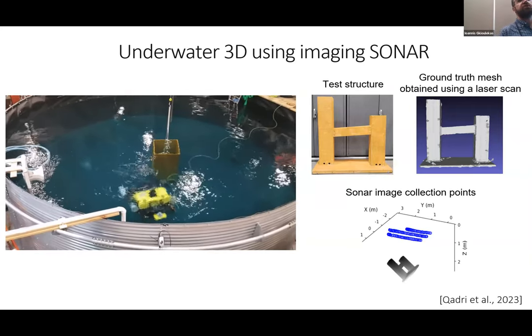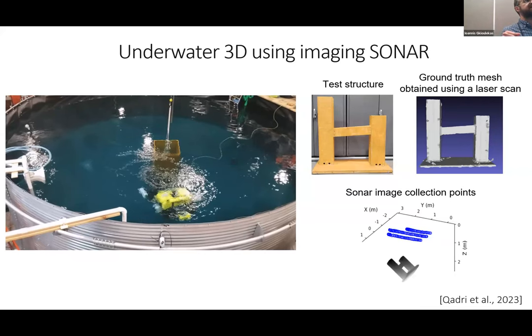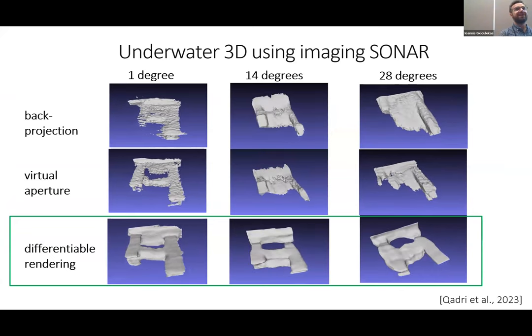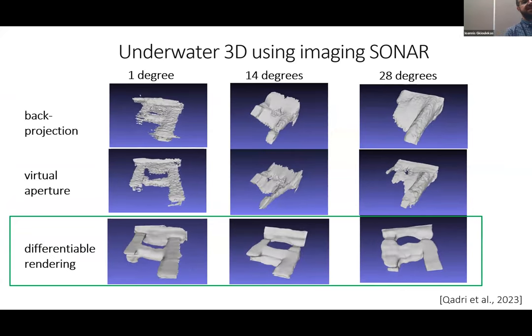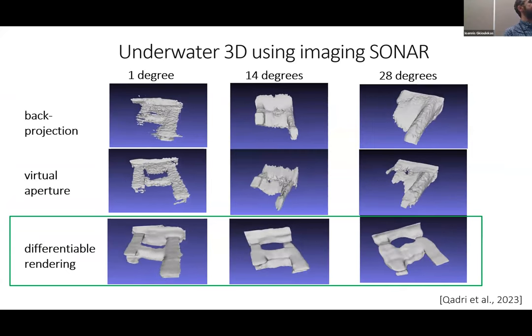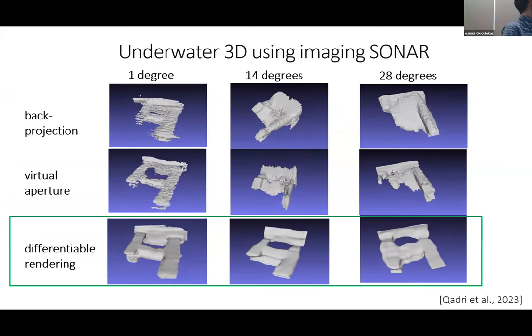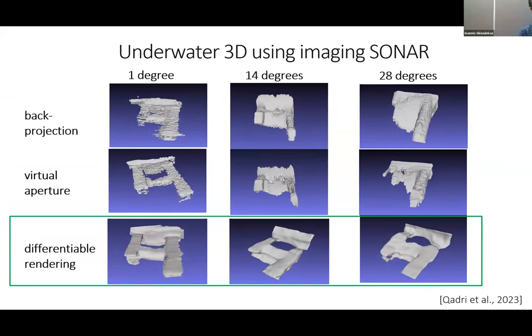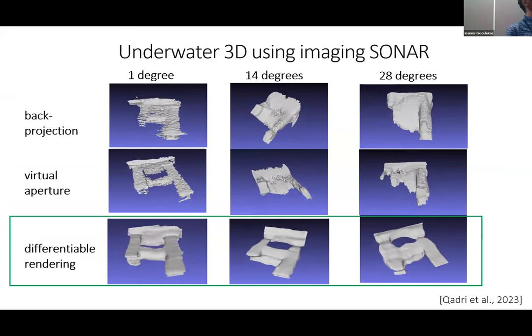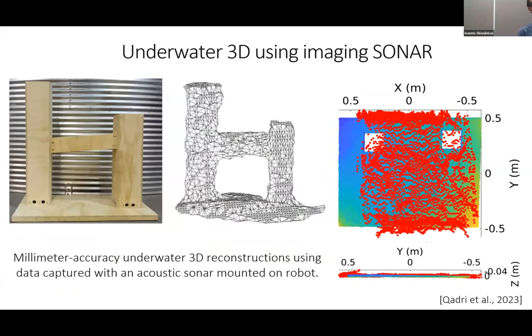To the right, there is a ground truth mesh that we scan by taking this object out of the tank and laser scanning it. And then by running differentiable rendering techniques that we've now extended to work with sonar, we can actually get very, very detailed reconstruction of this object, even though sonar doesn't actually produce any sort of localized measurements. And much more accurate than previous techniques that either produce synthetic aperture measurements, basically focusing on different points, or use back projection techniques. So we can get millimeter accuracy 3D scans underwater, thanks in part to the fact that we can use this differentiable rendering technique to optimize our 3D shapes.